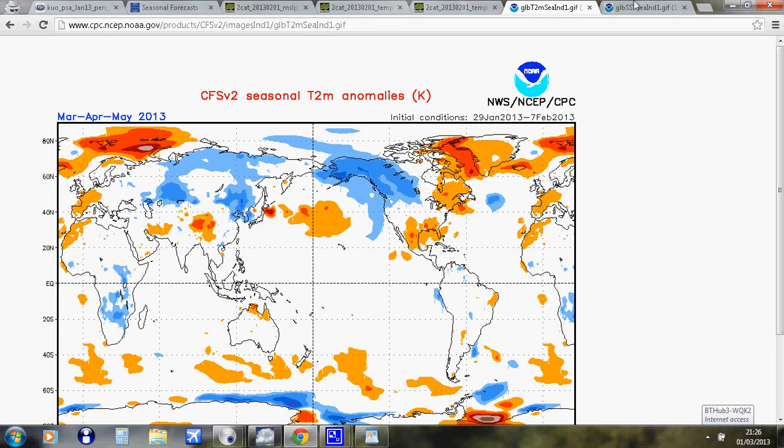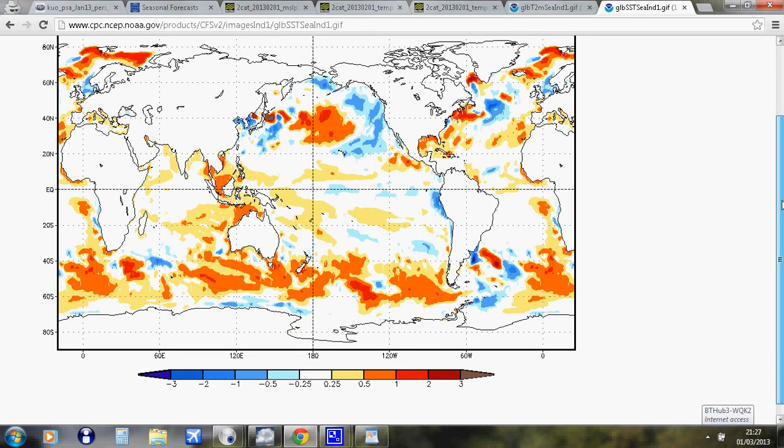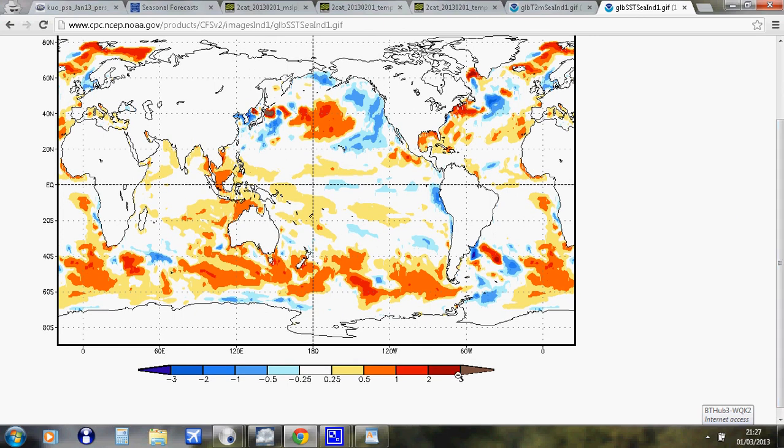It depends what the pressure chart is saying from the CFS version 2. What is the pressure chart saying? Oh, this is not pressure at all. Excuse me. This is the CFS version 2 seasonal forecast for sea surface temperatures. This is the temperature of the sea at the surface, and basically this is going from March, April to May this year. And you can see here that the oranges and the reds mean above average temperature at the surface, and the blues mean below average temperature at the surface.